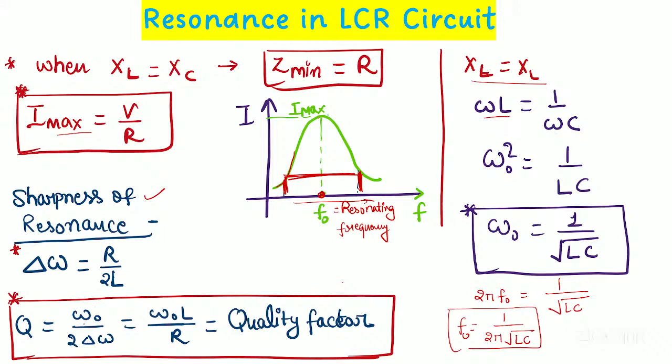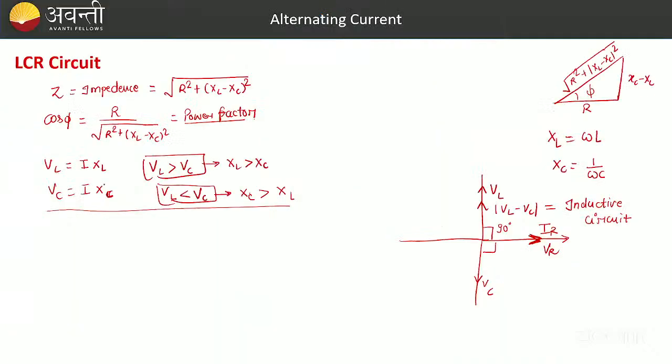So it's R by 2L. Now Q is nothing but the ratio of resonating frequency to twice the sharpness of the resonance, or the bandwidth. This is also termed as angular bandwidth. So this is omega into L by R. This is termed as the quality factor. Okay, I hope you understood this much.